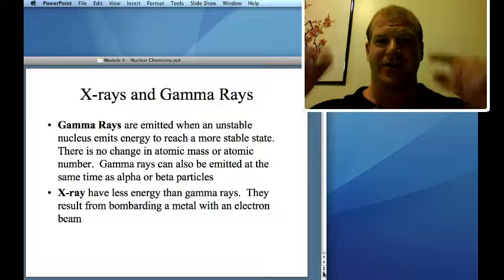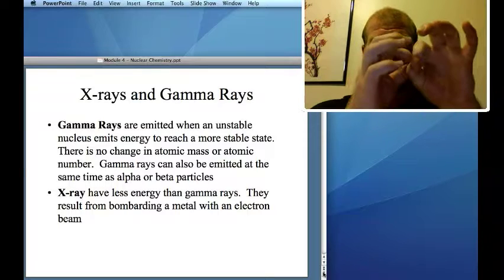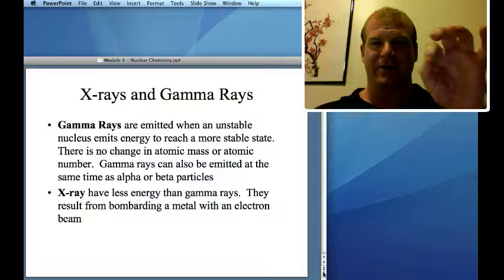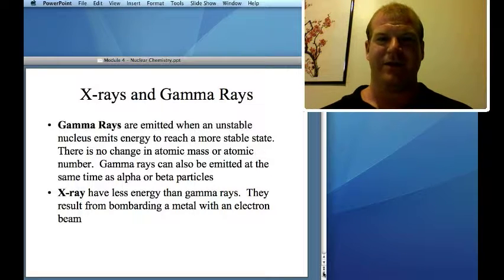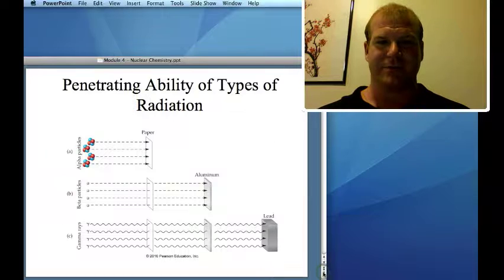That's how they make them in the dentist office. You have an electron beam shooting at a block of metal, and as the electrons hit the metal, it will give off X-rays. And these are also harmful ionizing radiation.